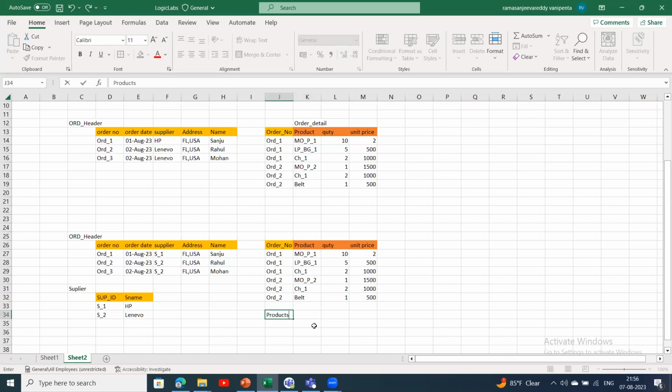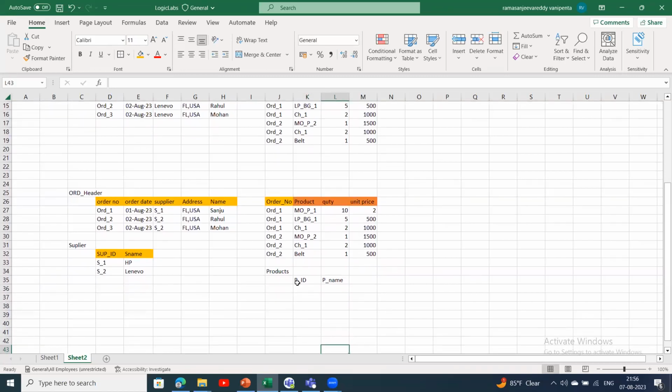Products table, I'm maintaining here PID, the product ID, and product name, which I'm calling P underscore name. So these all are the products I'm maintaining here. Is anything repeating here? One thing, CH1 is repeating, so I don't want to repeat those things.